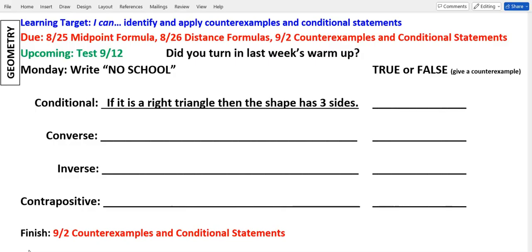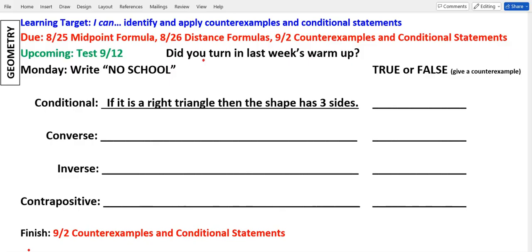Now, you also need to know true and false here. So I want you to think about this. It says, if it is a right triangle. Now, do we know what a right triangle is? Okay, I'll draw one at the top here. It's a triangle that, it's a horrible picture, sorry. I guess I'll just try again.